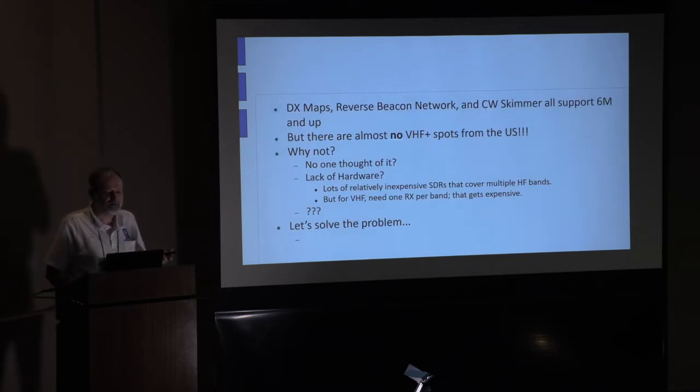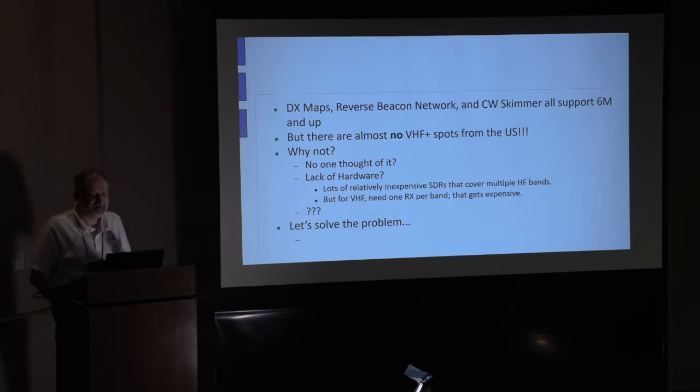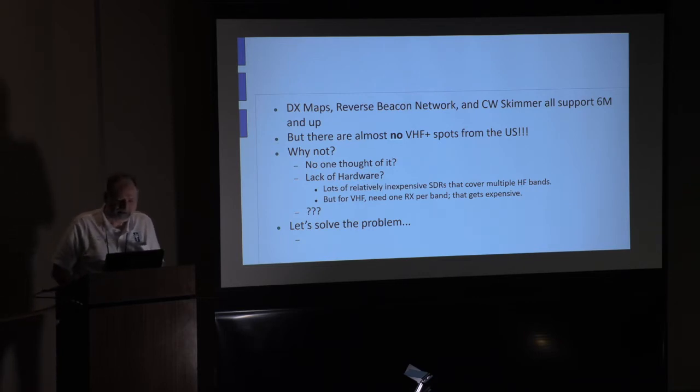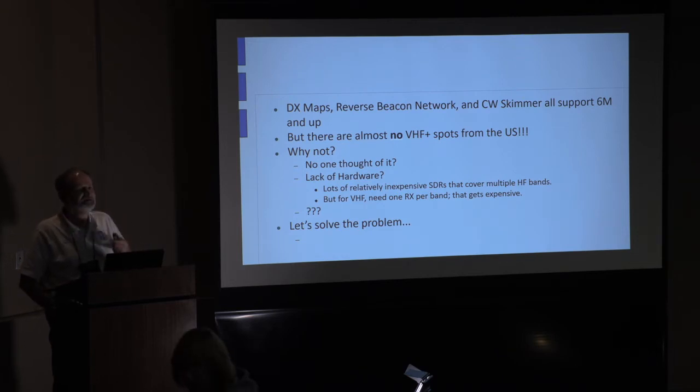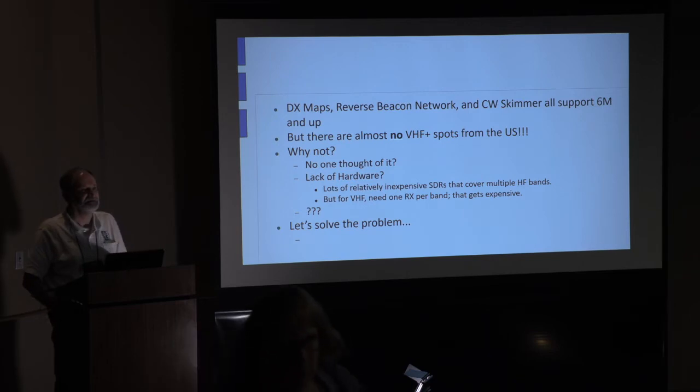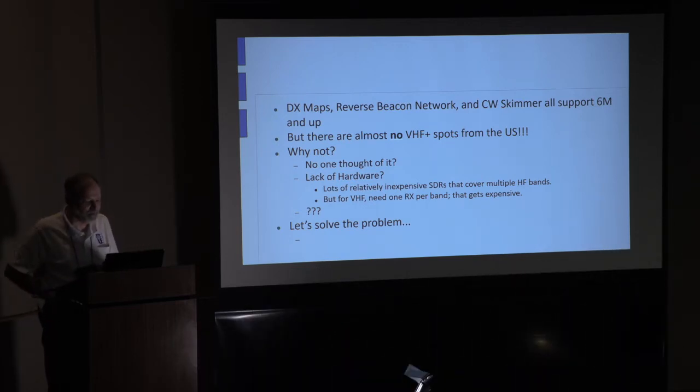So there's no reason that should be the case, because these all support reporting for 6 meters and up. And I'm not sure why not. Maybe no one thought of it. Or maybe it's a lack of hardware, because on HF, you can go out and buy a Red Pitaya SDR for less than $300, and that will record or listen to 7 bands at once to feed the CW Skimmer. So it's quite inexpensive to get a station that's monitoring multiple bands.